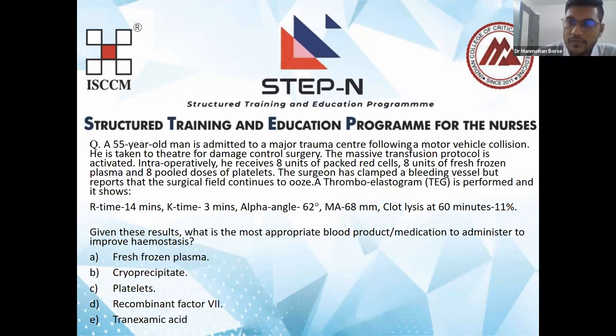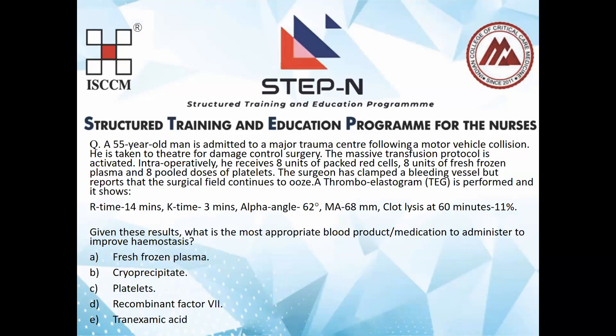So deliberately, I have not given the TEG graph. I have just mentioned the values. So if you remember the values, you can see which value is abnormal in this particular TEG. And if you find the abnormal value, you'll know the answer as well. Participants, please. No answer in the chat box yet. So should we wait or give an extra second to them? In the chat box, there is one answer.